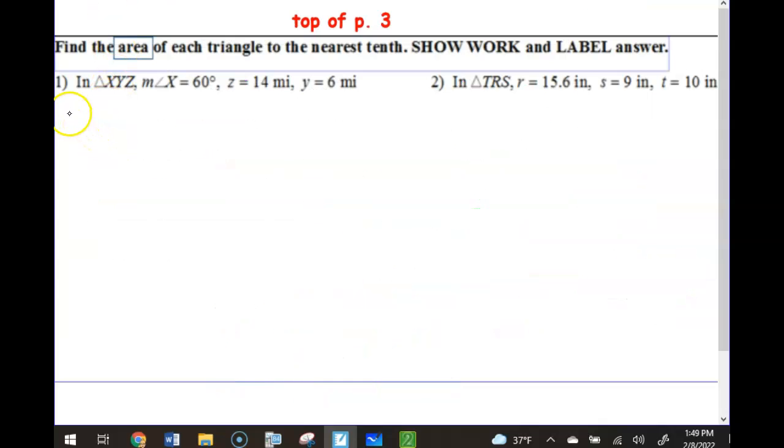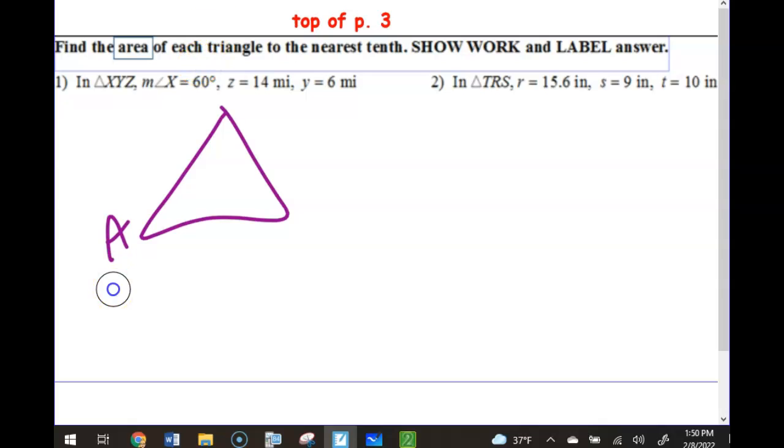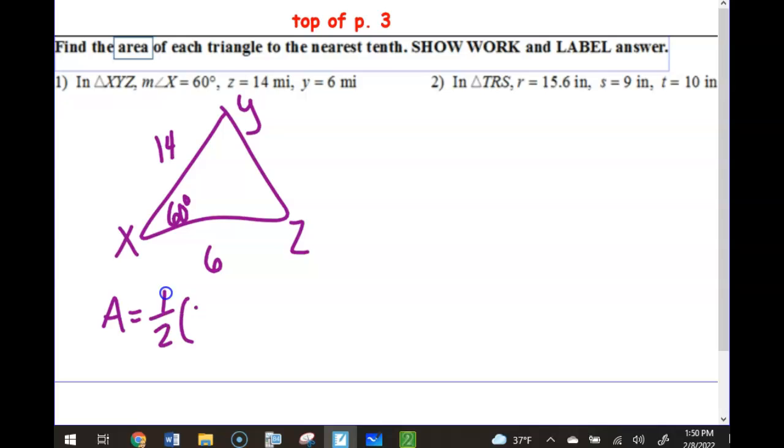So this is, I believe, number 1 at the top of page 3. It says you have some triangle XYZ. That's not an X or a Y or a Z, Hoffbauer. Let's try that again. X, Y, Z. And it says angle X is 60 degrees. Side Z is 14. Side Y is 6. Does everybody see that you're given 2 sides and an angle in between? So then the area would be half the product of the 2 sides times the sine of the angle in between.